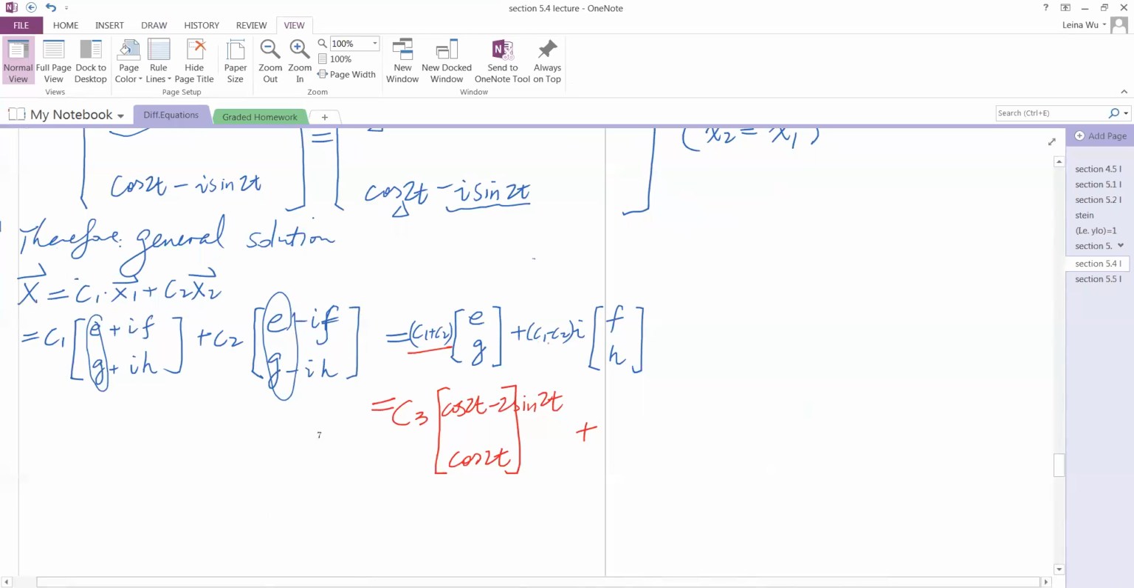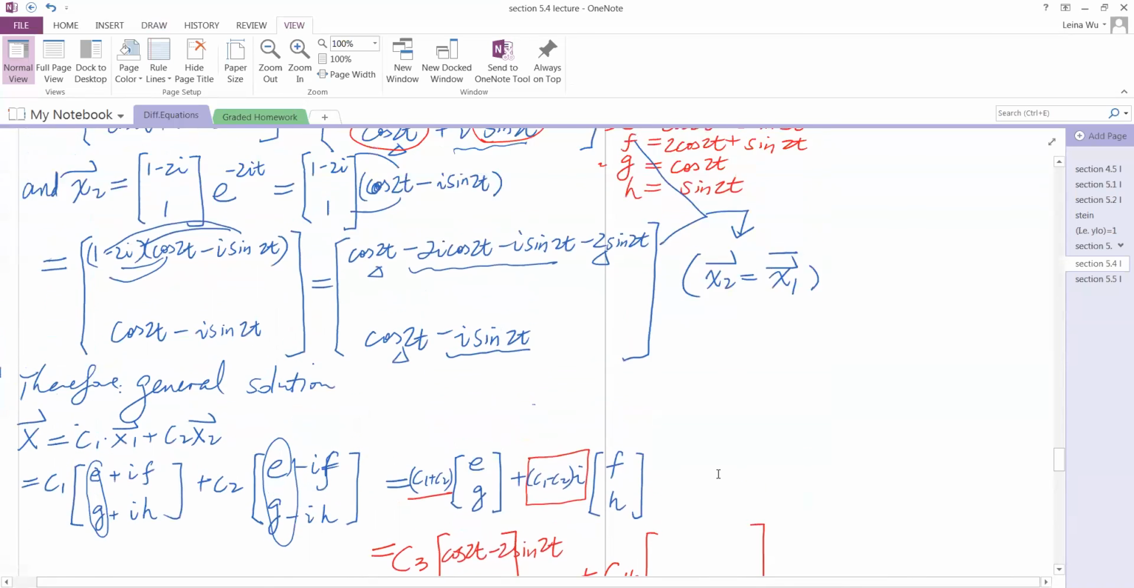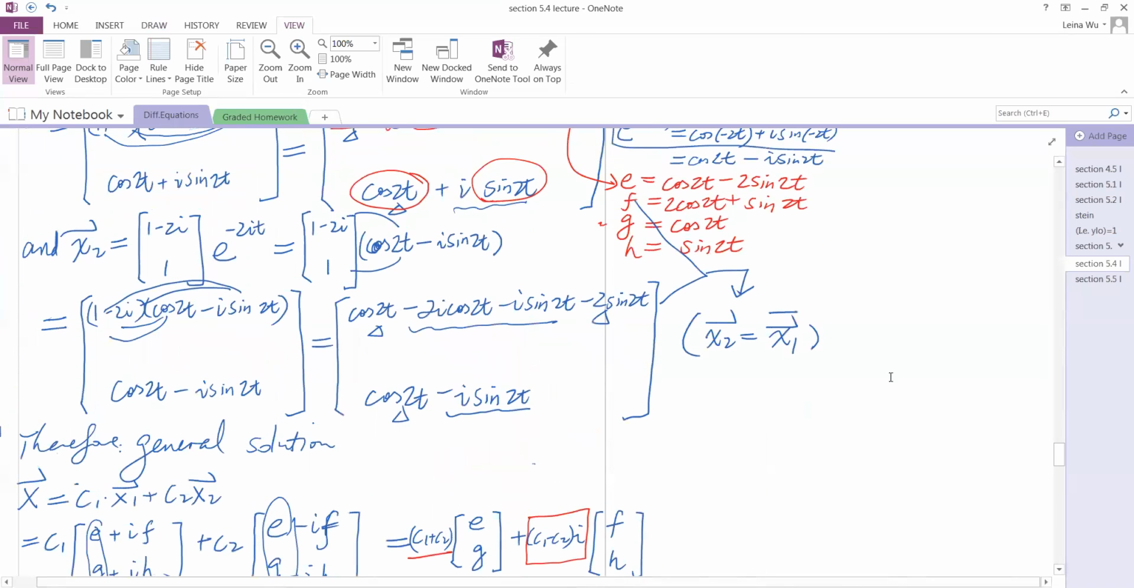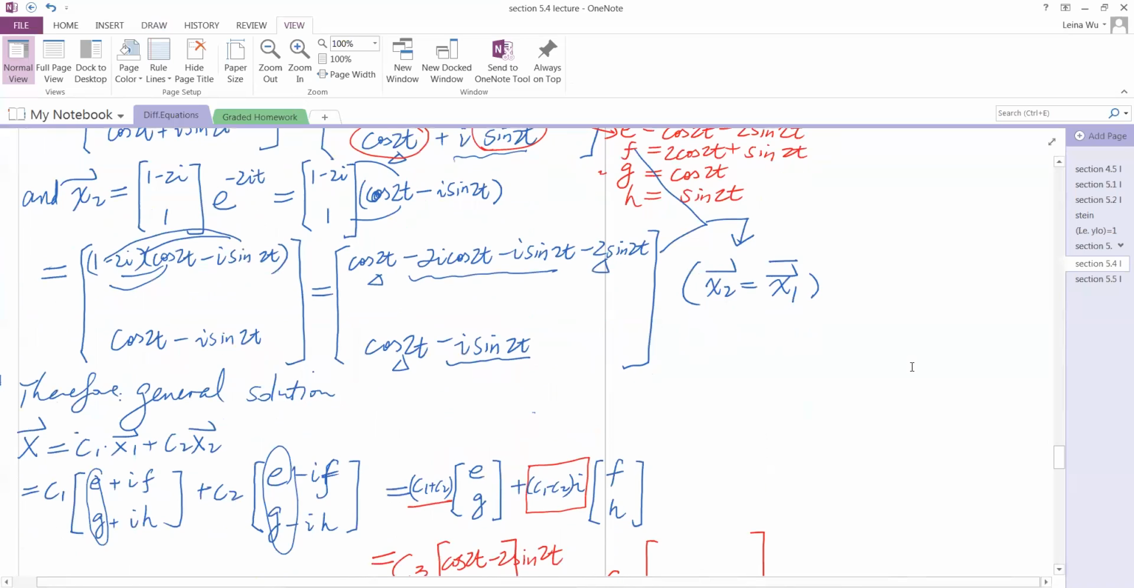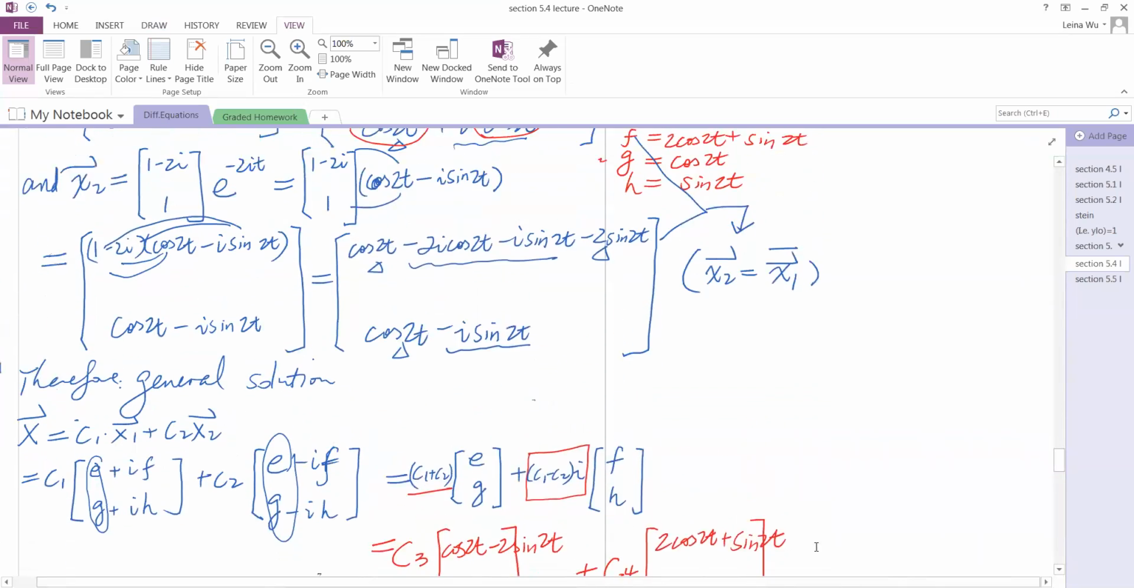And my G would be cosine 2t. Similarly, for the C1 minus C2 times i, can I say this is another constant? Let me call this constant C4. And F, H will just be F, H. So F is 2 cosine 2t plus sine 2t, and then H will just be sine 2t.